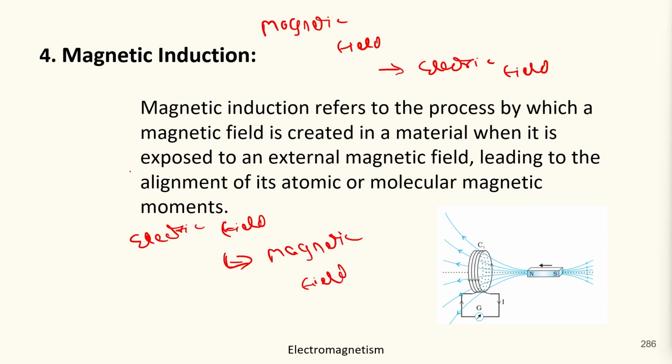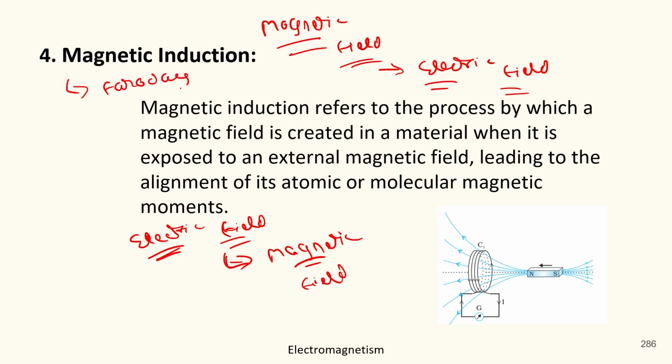All right. So remember these two points. Whenever there is an electric field, there will be a magnetic field, and whenever there is a magnetic field, there must be an electric field. Got it? And this concept was given by Faraday, so that is also known as Faraday's laws. Got it? So in this chapter, we have covered electromagnetism.